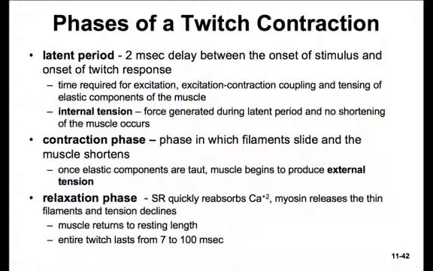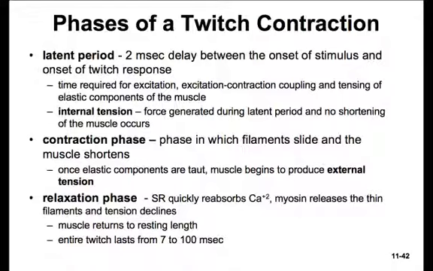This is the time that's required for excitation-contraction coupling and tensing of the elastic components of the muscle. The force generated during this time is called the internal tension. It's not visible on the myogram because it doesn't cause any shortening of the muscle. Once everything's become taut, the muscle begins to produce some external tension. This is when we're in the contraction phase.